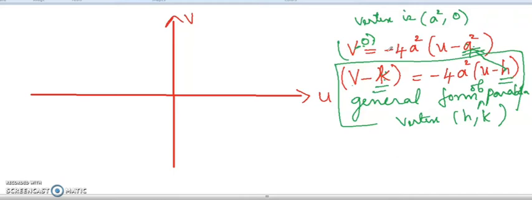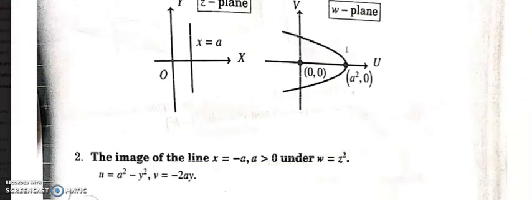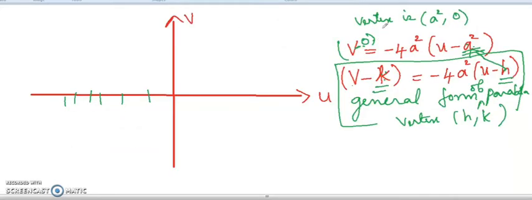Also, if you have a negative sign, it will be open towards the negative side, right? Negative side of u axis. So the graph will be like this. It is open towards the negative side. And what about the vertex? Vertex is a square comma 0. That's why I take the vertex as a square comma 0 using the general form h comma k.